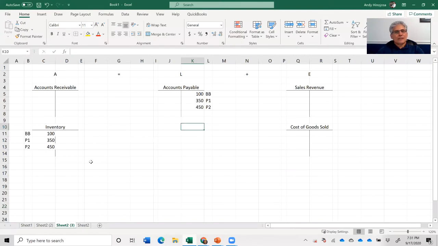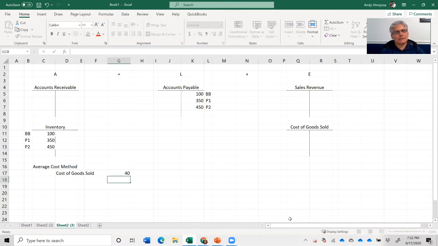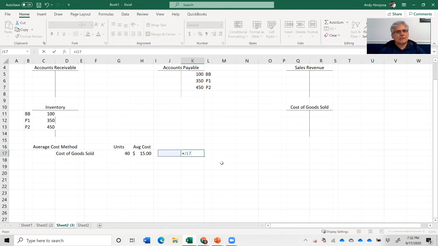So the way it's going to work is we're going to compute the cost of goods sold. By the way, this is the average cost method. So the cost of goods sold is going to be the 40 units multiplied by the cost, which in this case is the average cost we computed to be $15. So the cost of goods sold is going to be the 40 units multiplied by the 15, and that gives us $600.